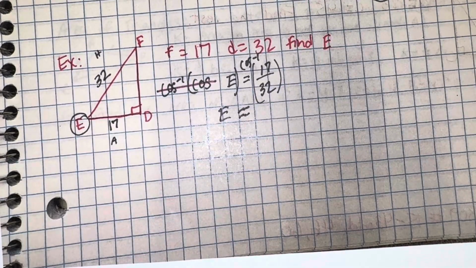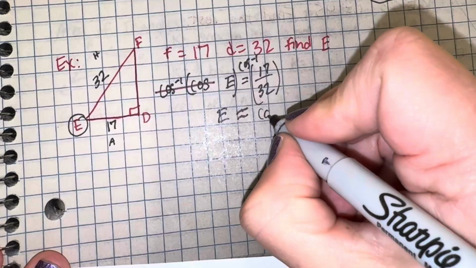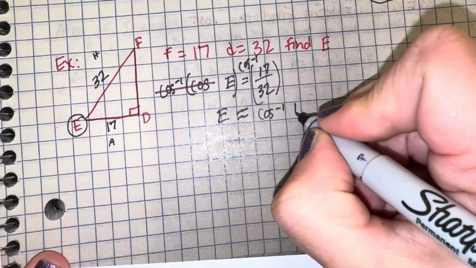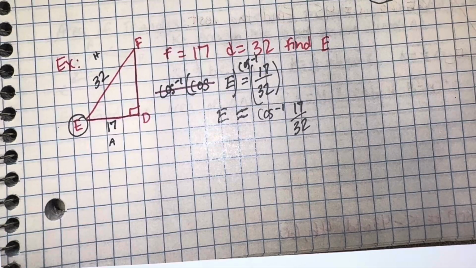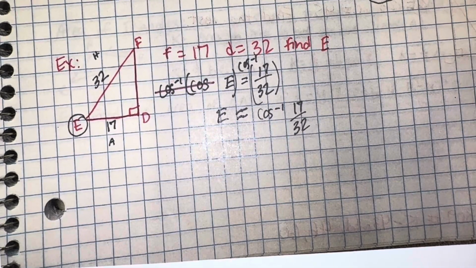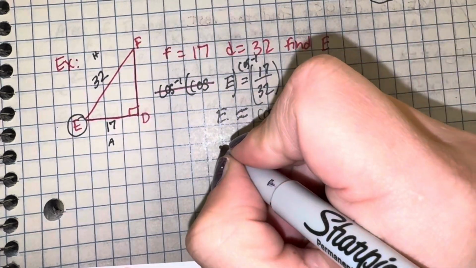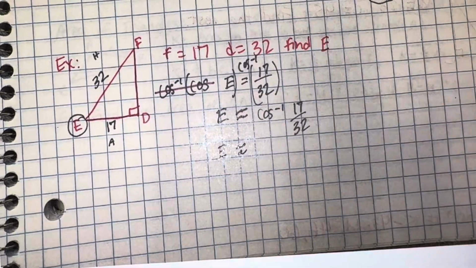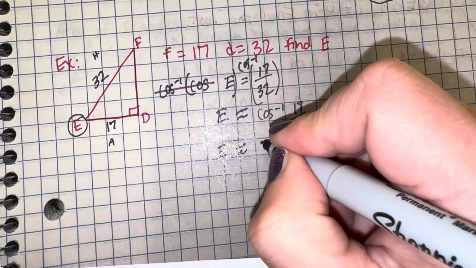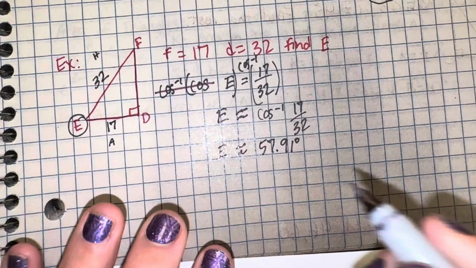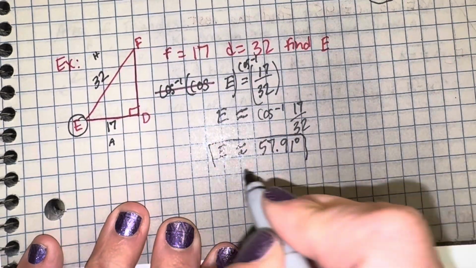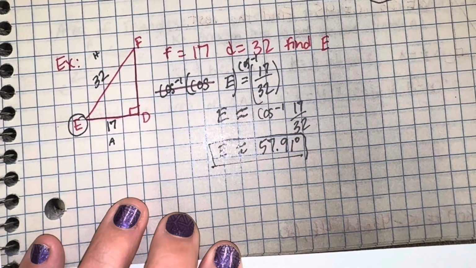And on this side over here, what I'm going to actually put into my calculator is the inverse cosine of 17 over 32. Inverse cosine is going to be above the cosine button when you push second. This is going to be an approximation of our angle, and that approximation is 57.91 degrees. It'll often tell you how many decimals to round that out to.